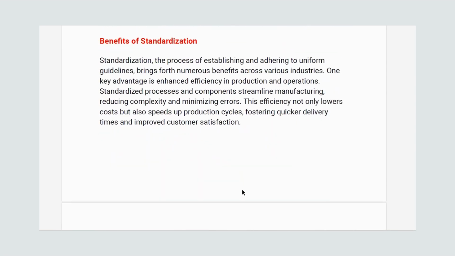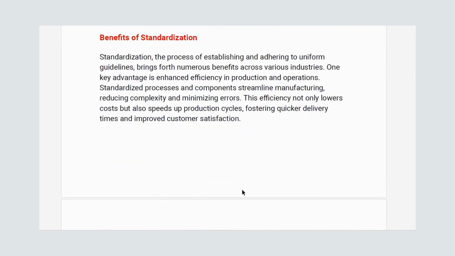Next one is benefits of standardization. We know what is standardization, right? Standardization means a uniform process. Okay, so the main advantage of standardization is it enhances efficiency in production and operation.